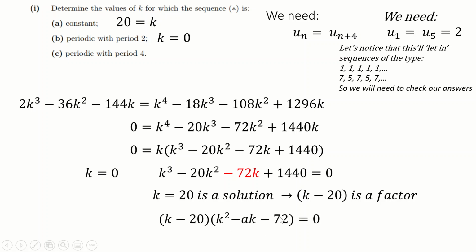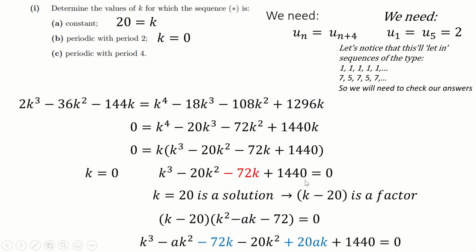Now, it's tempting. You could do some polynomial division here. I'm going to be much more lazy than that. I'm just going to notice to make a k cubed, I need a single k squared. And to make a 1440, I need a minus 72. And so now all I need to do is find whatever a is here that will give me this. And now if I expand this out really quickly, I get k cubed minus ak squared minus 72k minus 20k squared plus 28k plus this.